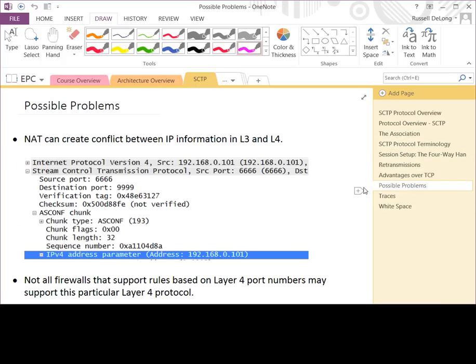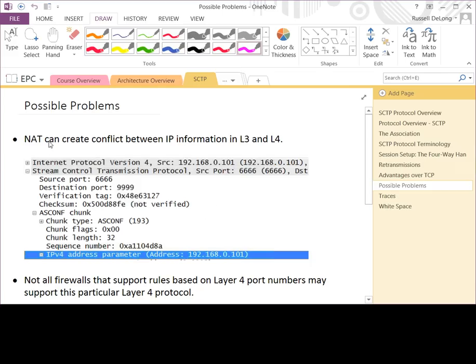Anytime you have that, you have a risk of creating problems if you're running it over a network address translation environment. That is, if you have an upstream router or IP device that is changing the destination or source IP address in an exchange between two SCTP endpoints, you could potentially have an issue. This is a snapshot from Wireshark. This IP address in the IP header, this layer 3 header, might be changed. It's 192.168.0.101. Let's say this was going over the internet, where it had to become a public IP.